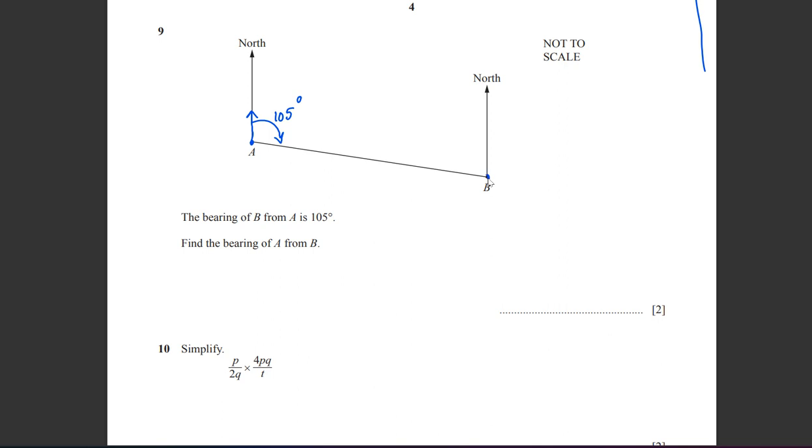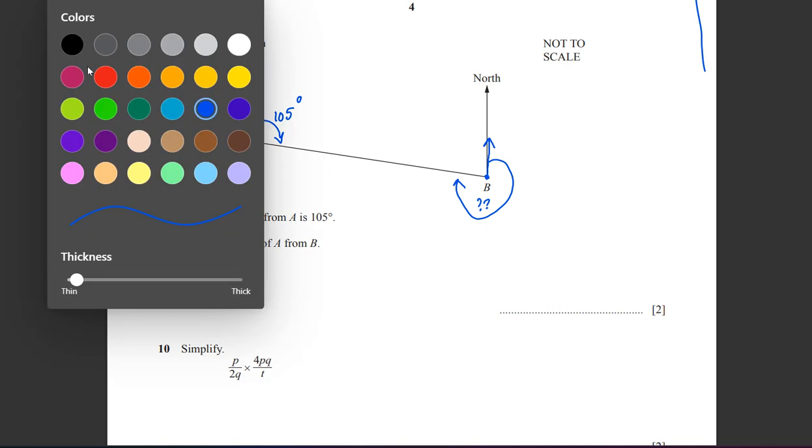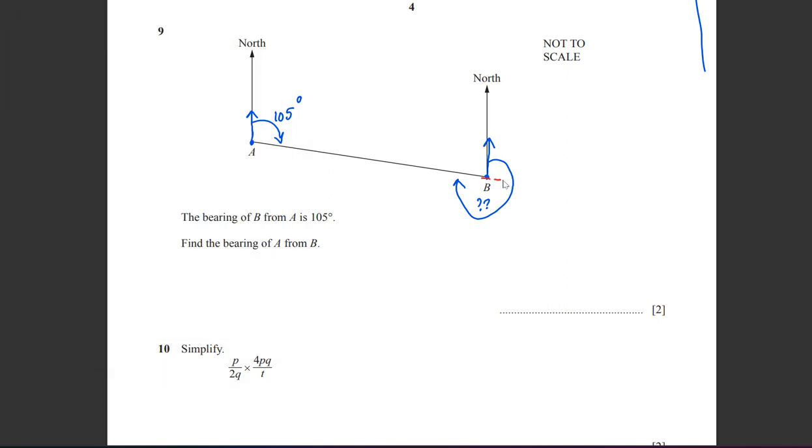Okay. Find the bearing of A from B. That means I'm standing on B, facing the north, then I'm going to twist my face to look at A, but to the right direction or to the clockwise direction. So I'm going to turn like this, all of this. I need this angle. We can use 2 ways.